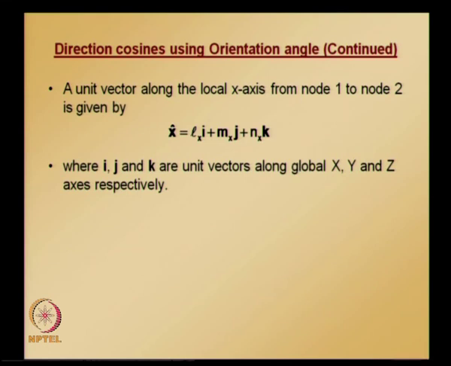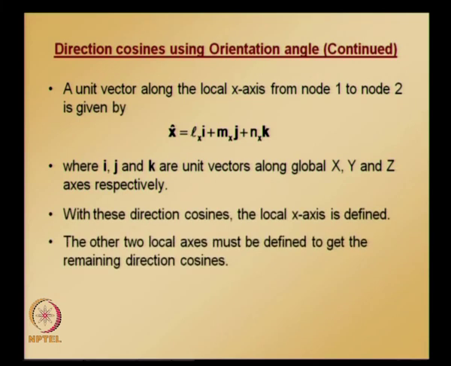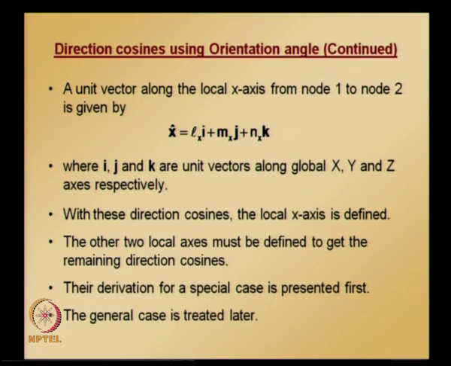With these direction cosines, the local x axis is defined. The other two local axes must be defined to get the remaining direction cosines. If you recall the rotation matrix components, we need to know the orientation of the local x, local y, local z axes. So, we need to know the other two local axes to get all the components of the rotation matrix. To get the other two local axes, here first we will be looking at a procedure or derivation for a special case, and then later that special case will be generalized for any case.